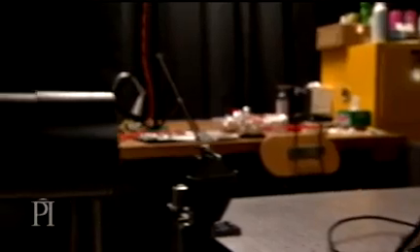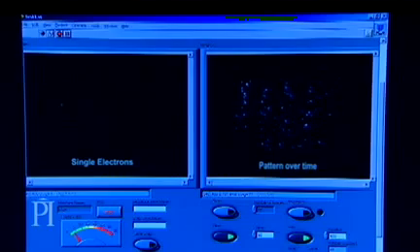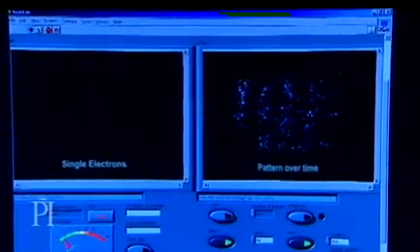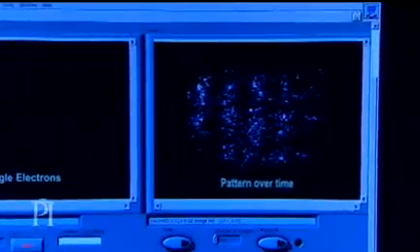The signal of the electrons hitting the detector screen is transmitted to a computer. The left image shows the electrons striking the screen individually. The right image reveals a pattern that is built up over time. Incredibly, after a large number of electrons hit the detection screen one at a time, they still produce the same interference pattern.